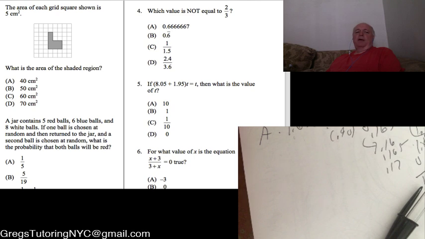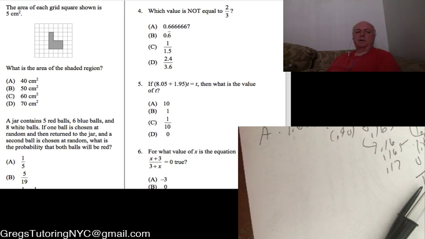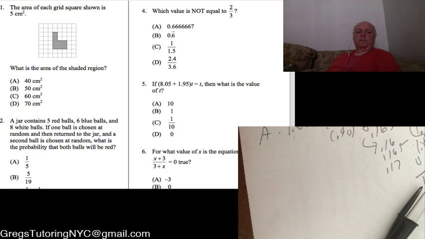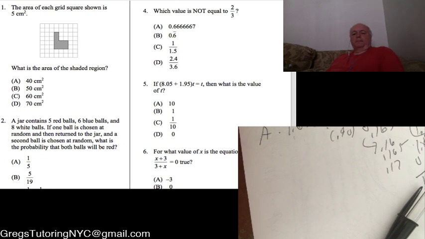So it says the area of the grid shown is 5 centimeters squared. Let me make sure that's on the screen. Let me just shift that over slightly so you can see the question numbers. There we go. So the area of each grid shown below is 5 centimeters squared. It shows a shaded in area, some sort of blobby L shape. What is the area of the shaded region?